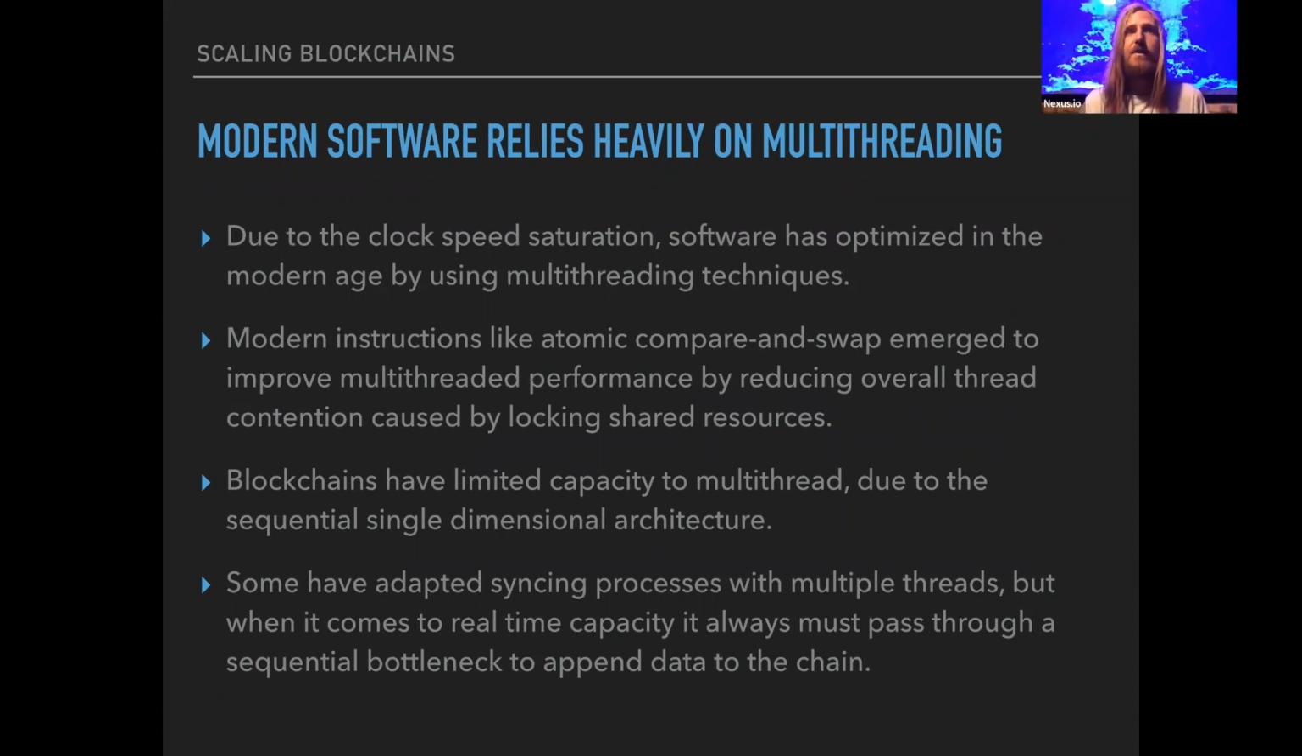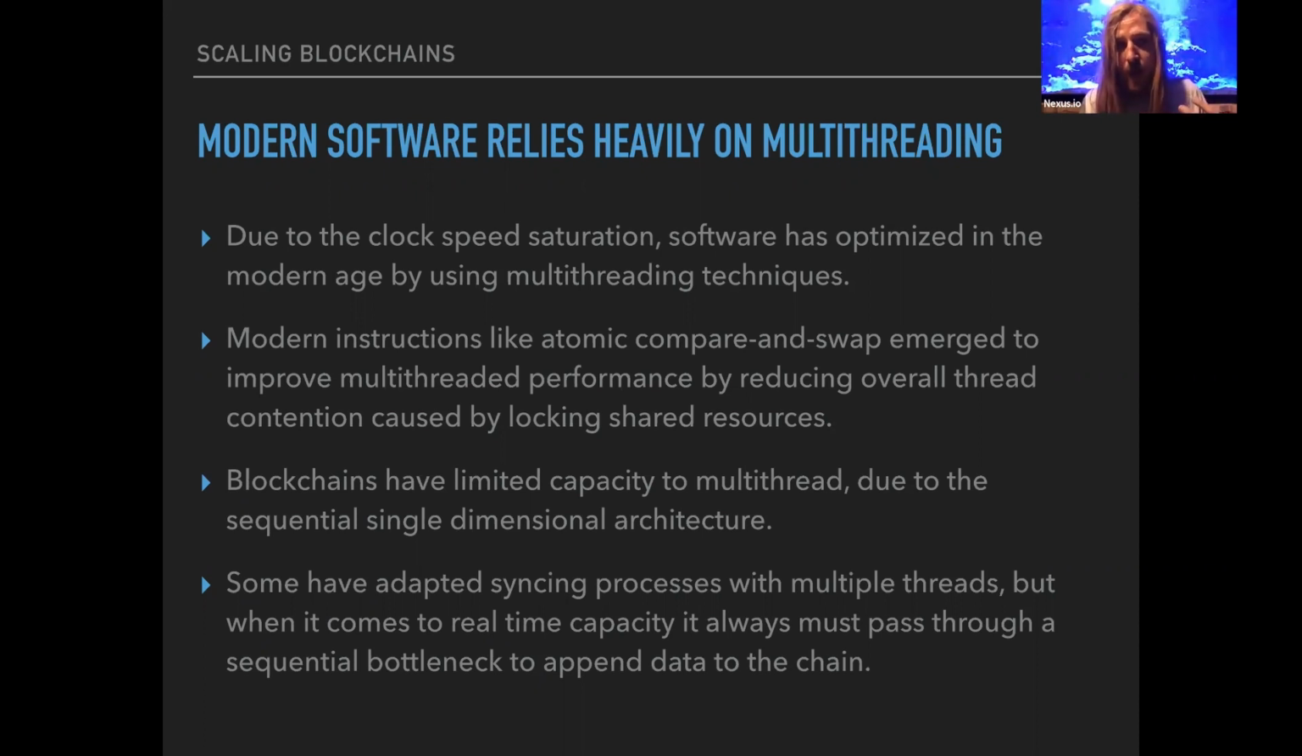Essentially, multi-threading is having two things happening at the same time, right? That's one thing quantum computers are breaching into, is having actually every bit be able to be a 1 or a 0 or have two states at once, right? So we want to parallelize things because that's going to better utilize the time, which is going to increase our throughput, because when you can do more in the same amount of time, you have higher throughput. So because of this clock speed saturation, software has been optimized in the modern age using multi-threading techniques.